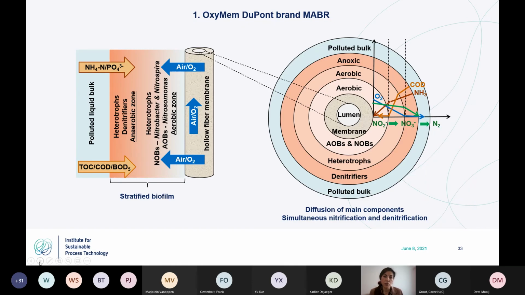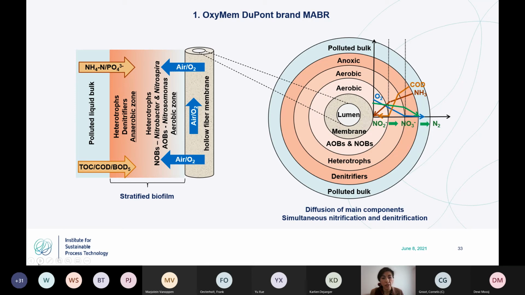To treat the dilution steam condensate blowdown, we tested an Oxymem DuPont brand MABR. This is a biological treatment process which is based on a bubble-less aeration through hollow fiber membranes. In the case of Oxymem, these membranes are non-porous, dense membranes. They serve not only as aerators, but as surface on which biofilm can grow and develop, as shown in this scheme. And also the transport of oxygen across the membrane is dictated by the biofilm demand through diffusion. Because of that, the higher the demand, the greater the oxygen transfer rate through the membrane.